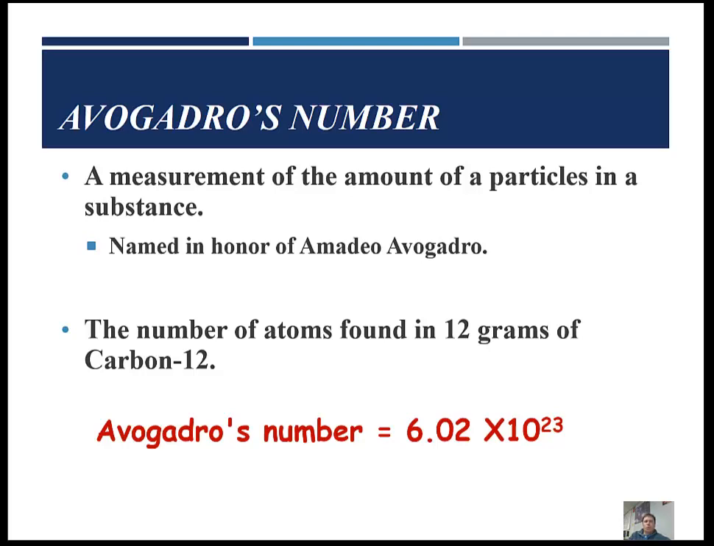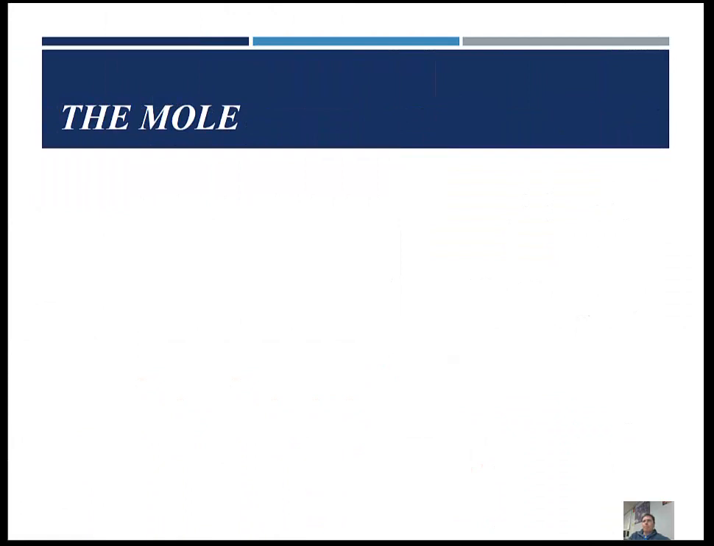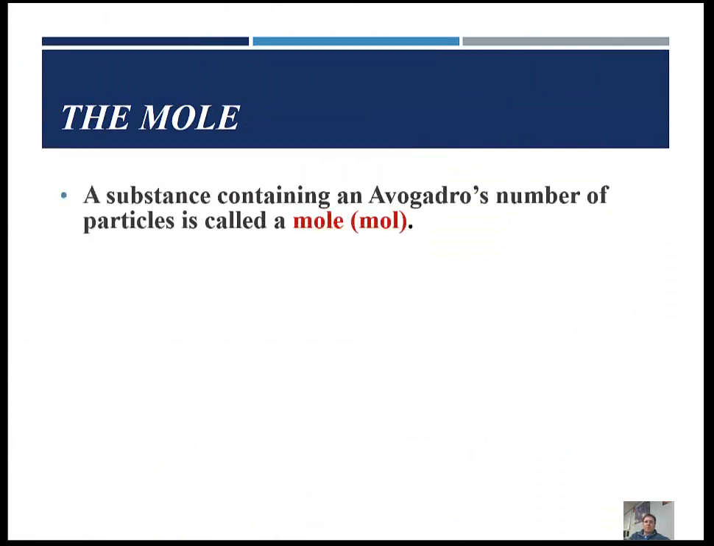Okay, so one mole of a substance, we'll say, has an Avogadro's number of particles. So a substance containing Avogadro's number of particles is called the mole. We abbreviate it mol. Not much of an abbreviation, but it's a little something. The term mole is Latin for a heap or pile or a lot of something.